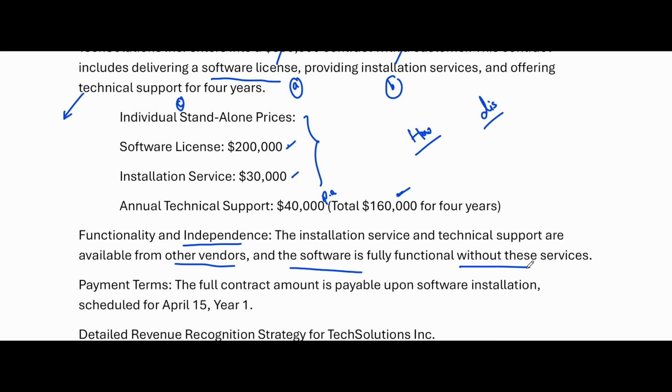It is functional. If you are taking services from anybody, you can buy only the license here, or otherwise you purchase the license somewhere, and we will also help you with installation, or if you want technical support we will provide that also. So this is functionality and independence.